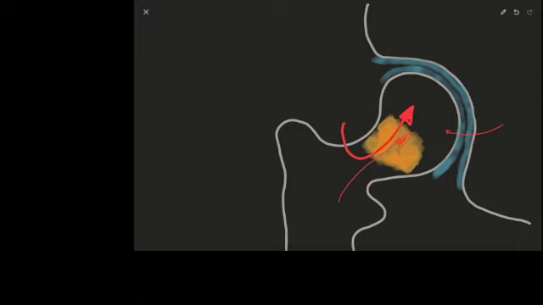Now, what happens if there's a problem with the blood supply? Problems could be a traumatic event, it could be alcohol, or it could be high doses of cortisone that the patient was given by the doctor. So these are the three main causes. There are other causes as well that cause osteonecrosis of the femoral head, but these would be the three main causes: trauma, alcohol, and steroids.